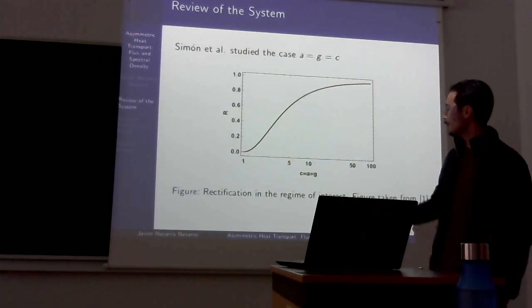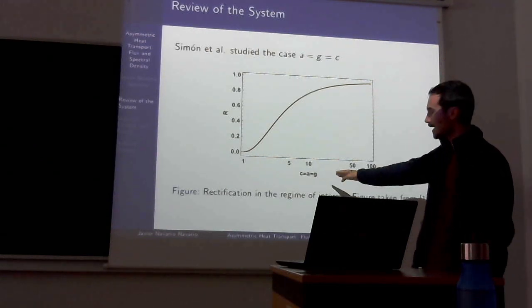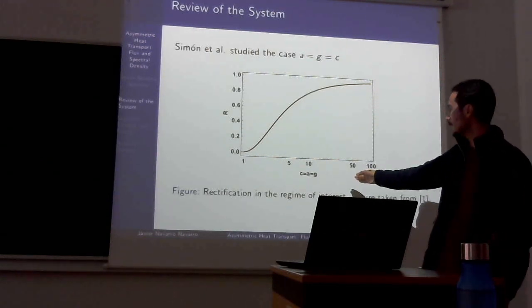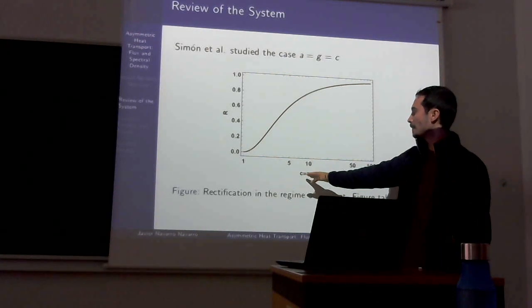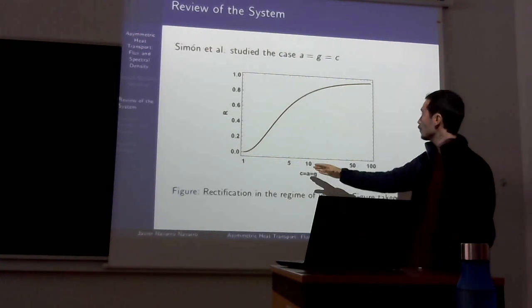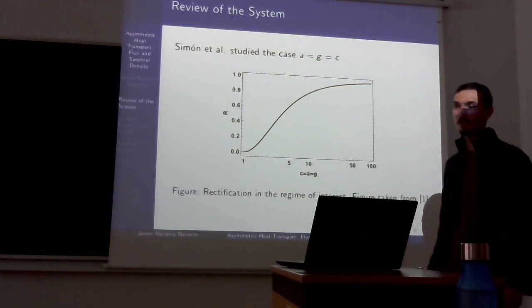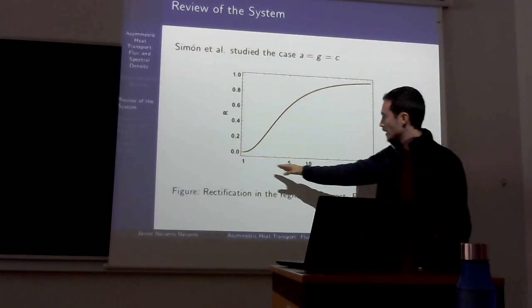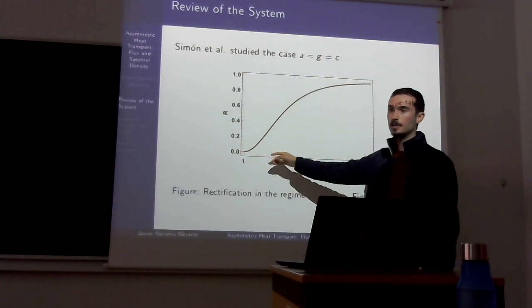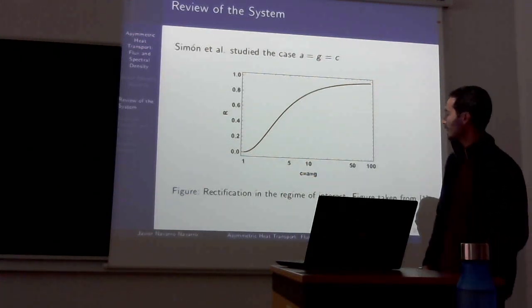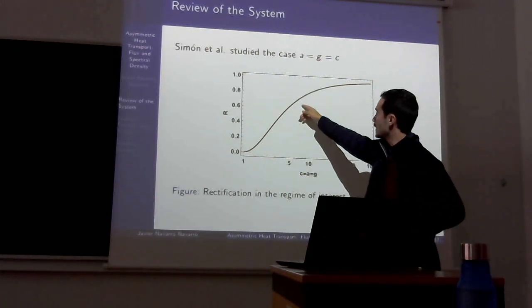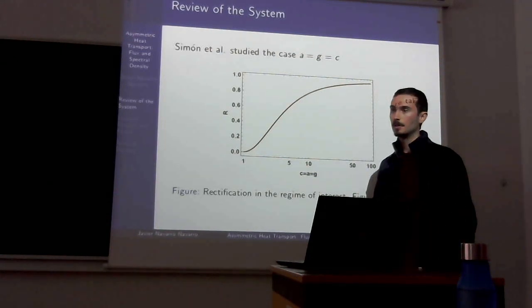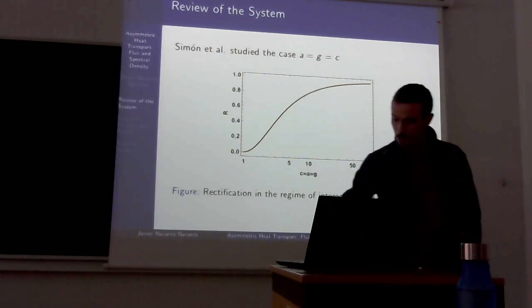So if we make both ratios equal to a value c, we can see that increasing it will reach the maximum value of the rectification. I want to point out that for c equal to 1, we have 0 rectification since there is no asymmetry. And for example, for c equal to 10, we have about 0.8 rectification. That is a large value.